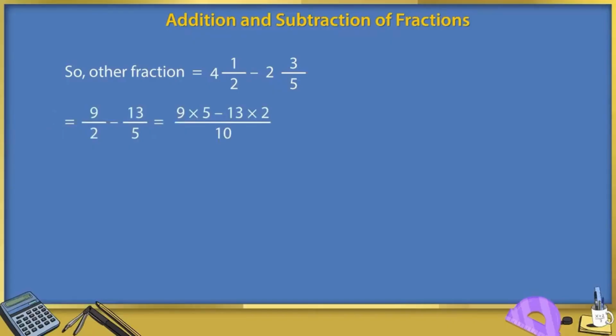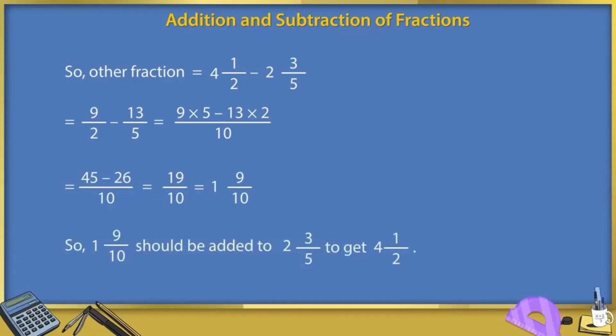9/2 minus 13/5 is equal to (9 into 5 minus 13 into 2)/10, which is equal to (45 minus 26)/10, which is equal to 19/10, which is equal to 1 9/10. So, 1 9/10 should be added to 2 3/5 to get 4 1/2.